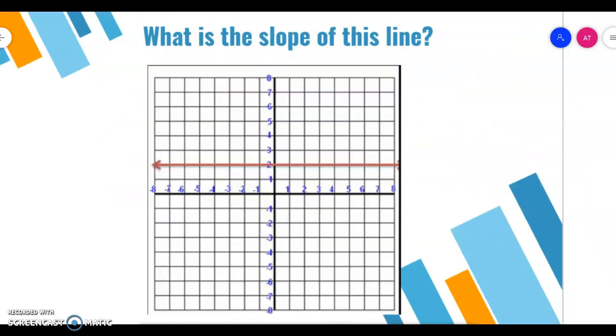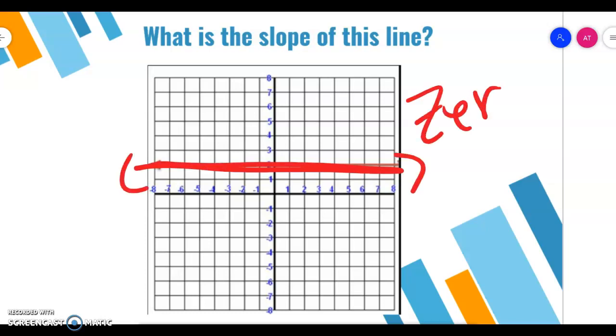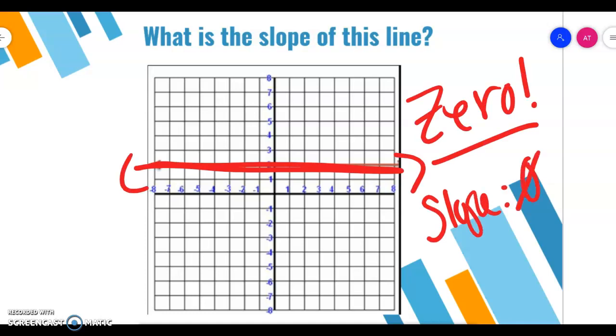All right, last one I'm going to go over with you, and then you guys are going to do the other ones. This one right here, if it's moving from left to right, what kind of slope is this? 0. So my slope is just 0. So now what I want you to do is go online, go into your Summit and complete the checkpoint.